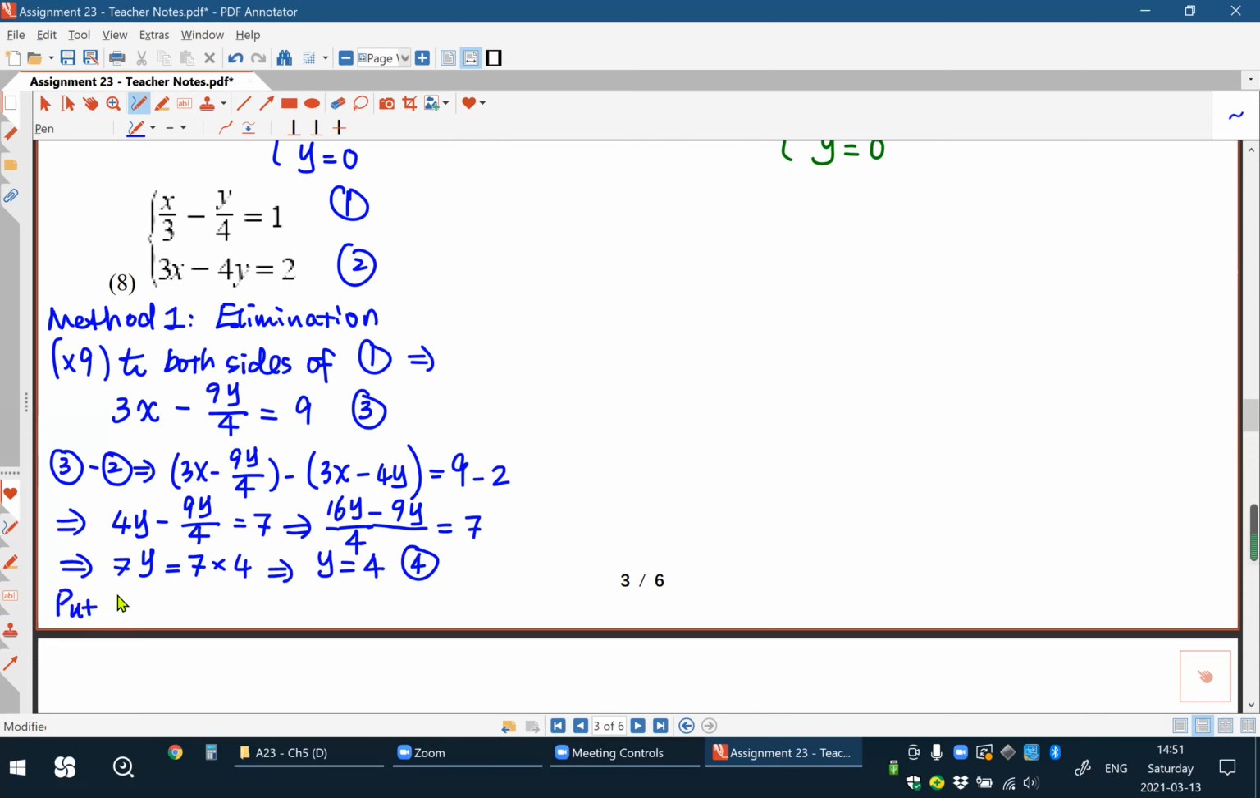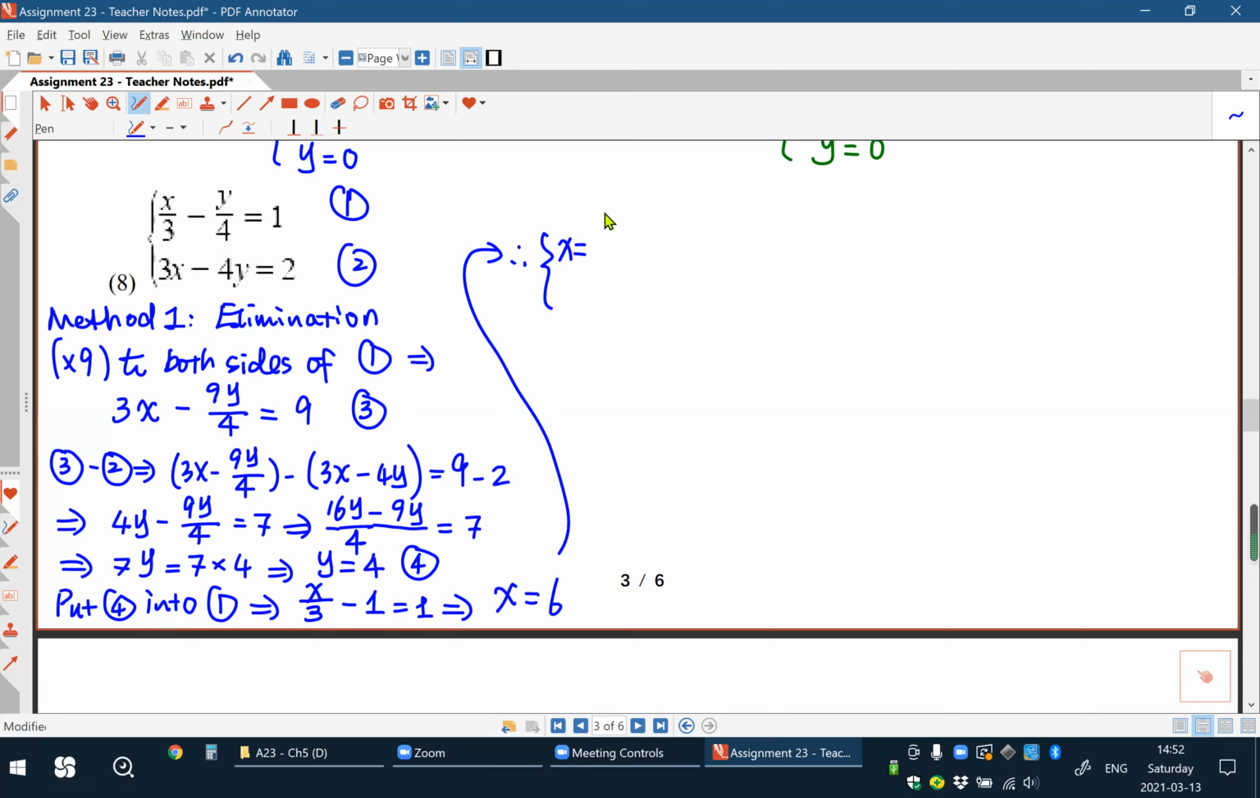Then we can put 4 back into equation 1, right? So that means x over 3 minus 4 over 4 equals 1. And this will give you x is 6, right? Okay, let's write the conclusion here. So the conclusion is x is 6, y is 4. This is our final result. Okay, have a look at this. Any questions?